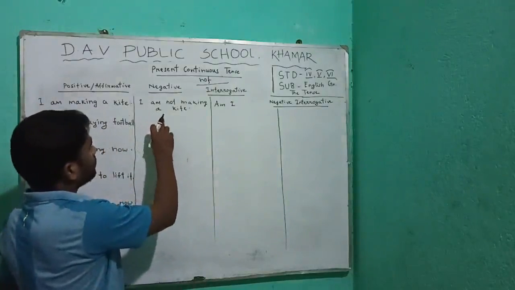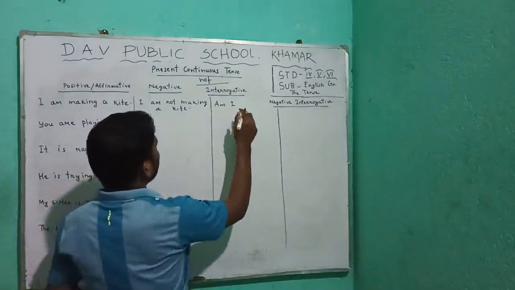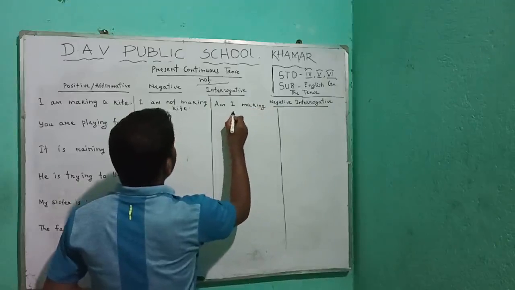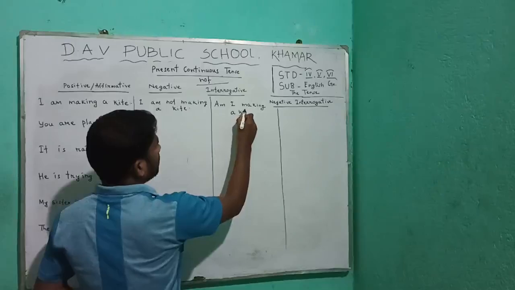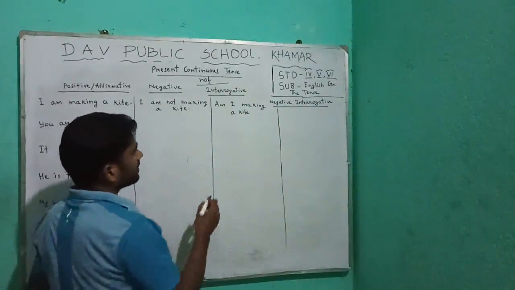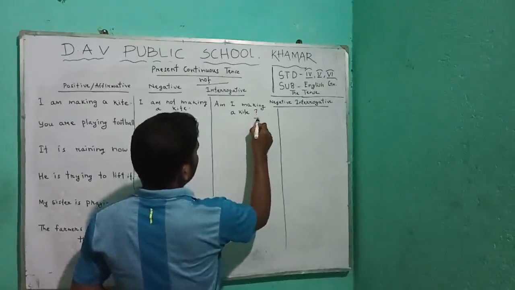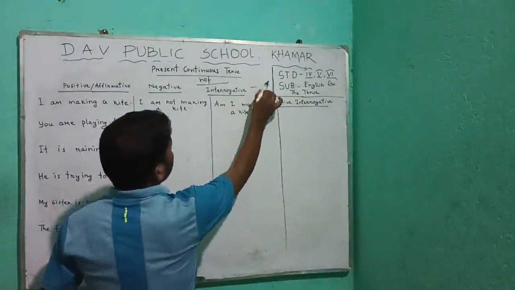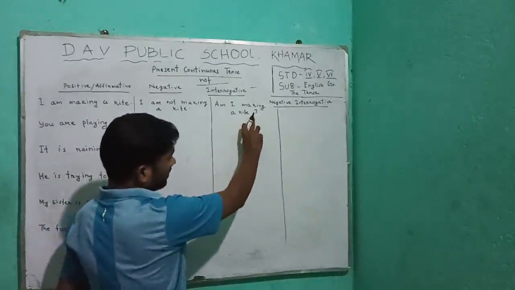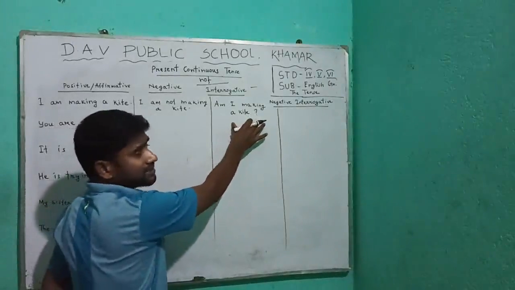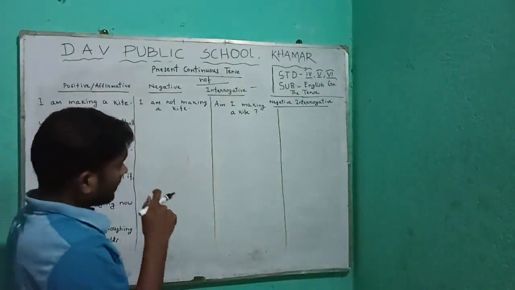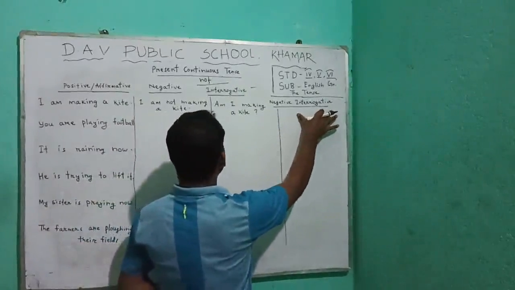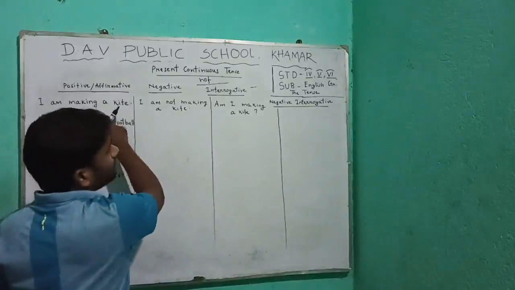I. Okay, so it will be, am I making a kite? Am I making a kite? So there should be the question mark, because it is an interrogative sentence. Okay, so there should be a question mark at the end of the sentence. Then negative interrogative. So what is the negative interrogative sentence of this particular one?